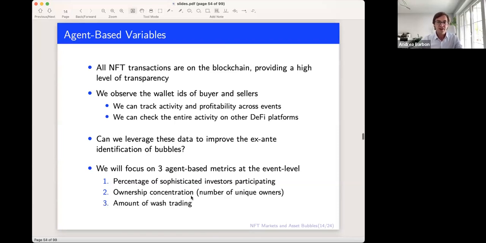And finally, the last variable is the amount of wash trading. I will tell you more about that in a minute. Basically, wash trading is artificially induced trading in order to inflate the real trading volume on an NFT collection. And we want to check if that's related also to the formation of bubbles and crashes.